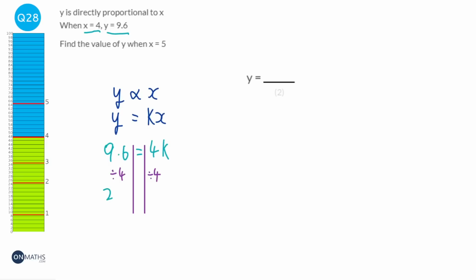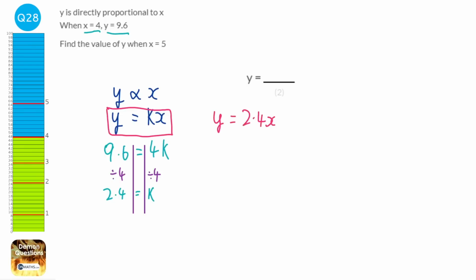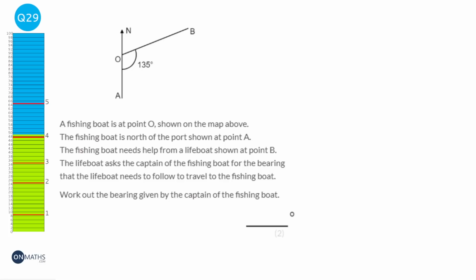So that's going to be 2.4. And I'm just going to rewrite this equation here, but we know what k is now. We know it's 2.4. And I'm going to find out what y is when x is 5. So y equals 2.4 times 5, which will equal 12. So we know that y is 12.